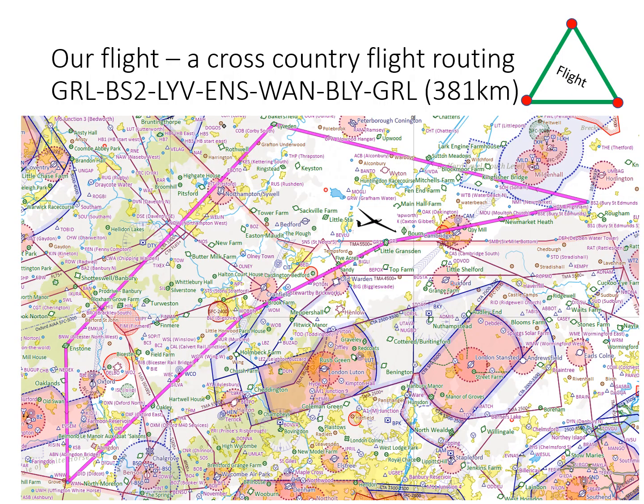For the purposes of this course, we're going to look at a cross-country flight routing Gransden Lodge, Bury North, Lyveden, Enstone, Wantage, Bletchley and back to Gransden. It's about 380 kilometres and not atypical for a cross-country flight, though we probably wouldn't have planned the Enstone Wantage leg in quite that way, in case we couldn't get a crossing clearance of the Brize zone. But it does give us the opportunity of looking at most of the type of situations that a glider pilot is likely to encounter.